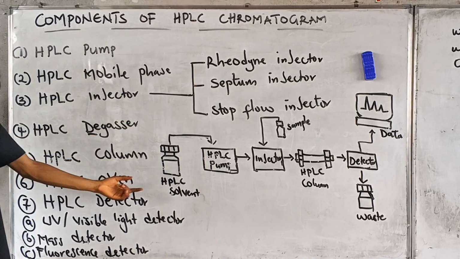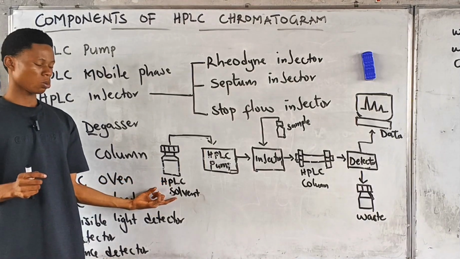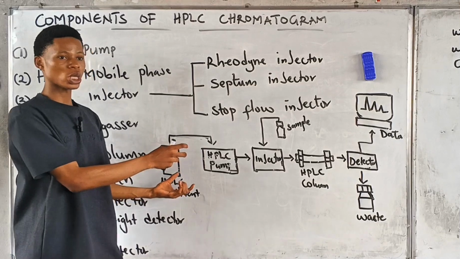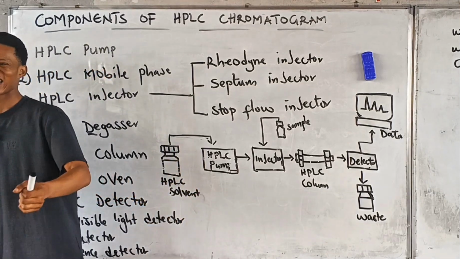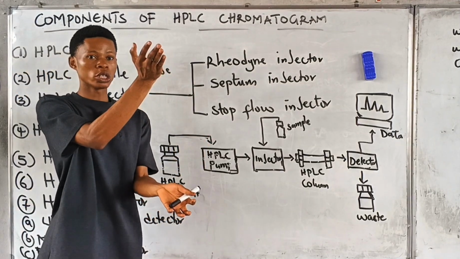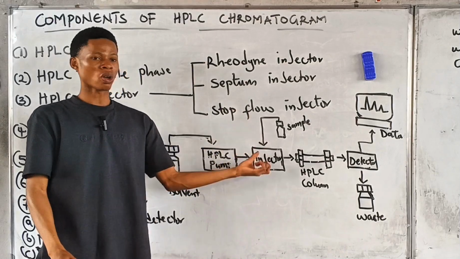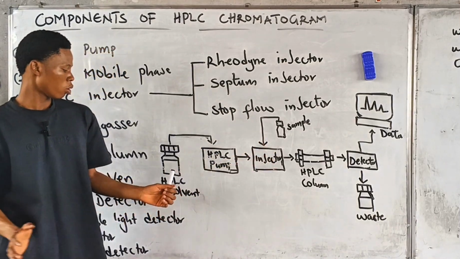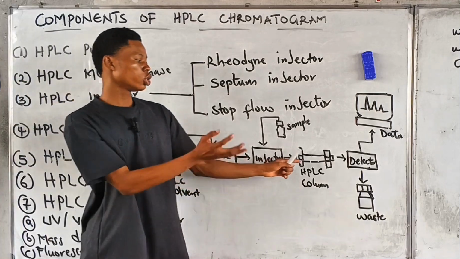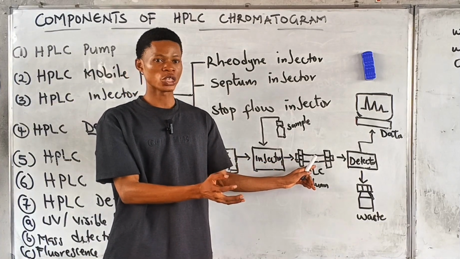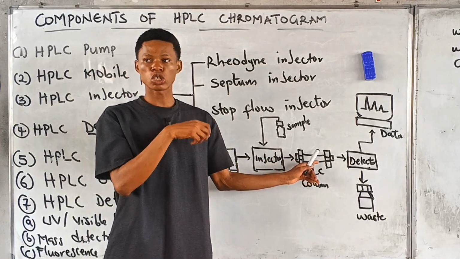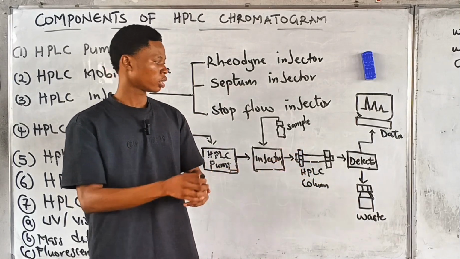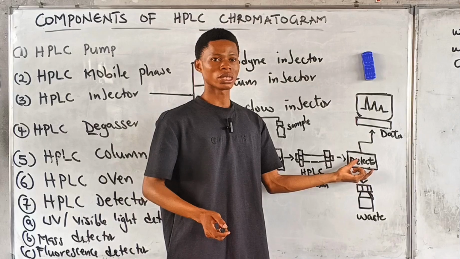But the key components: this is the mobile phase, right? The mobile phase, you put it into the pump. The pump will now carry it with high pressure through the column, right? But we have where we put our sample, and that place we put our sample is what? Injector. So now the pump will carry it through the column, which is our stationary phase. It will interact with the stationary phase and be eluted. The components will be eluted one after the other. So we have a detector to detect that.